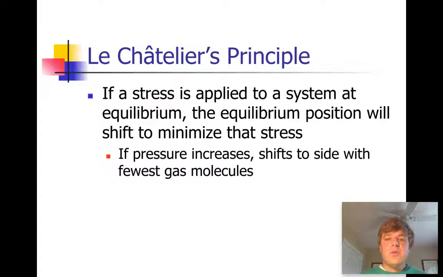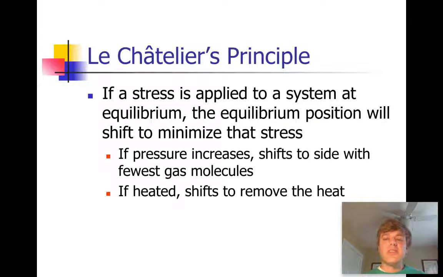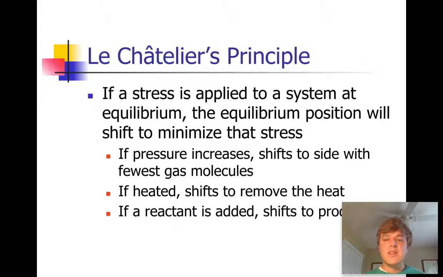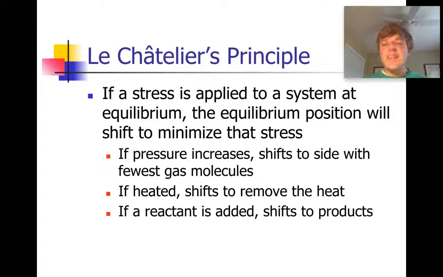So if you increase the pressure, the reaction is going to go in the direction that produces fewer gas molecules to try to bring the pressure back down. If you heat a reaction up, it's going to shift in whichever direction will remove that heat to cool itself back down. Or if you add some reactants, it's going to run towards the product side to remove them. Or if you added products, it would run backwards. So essentially, Le Chatelier's principle says that chemical reactions at equilibrium will try to stay at equilibrium, and if you change things, the reaction will run in whichever way undoes what you just did.